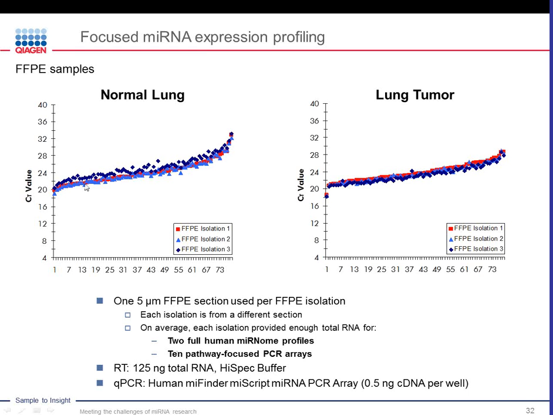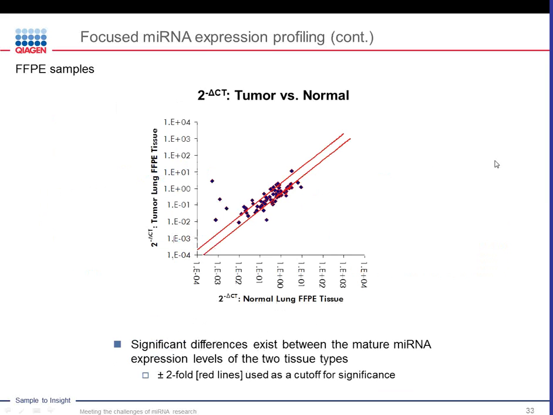And here we have the raw data, 3 replicates of normal lung and 3 replicates of lung tumor. And you can see that even without normalization, the CT values are quite on top of each other. When you compare the normal versus the tumor, significant differences exist. Here we have a scatter plot of the levels of the normal lung versus the lung tumor, and anything off the axis and above or below the fold cutoff lines are differentially expressed. So you see 4 microRNAs that are substantially increased in expression and 1 microRNA that is substantially decreased.